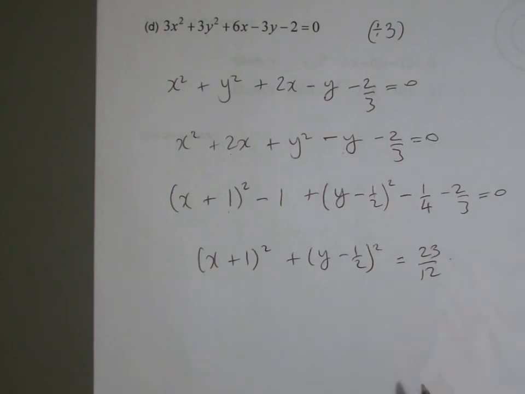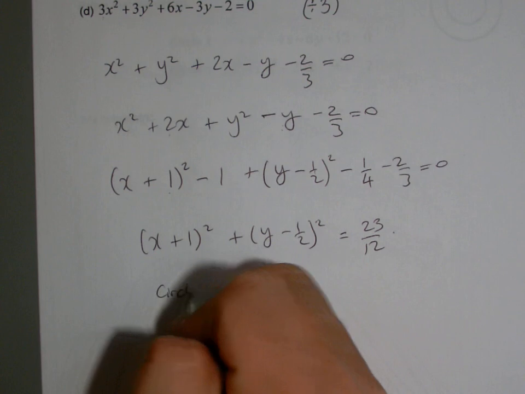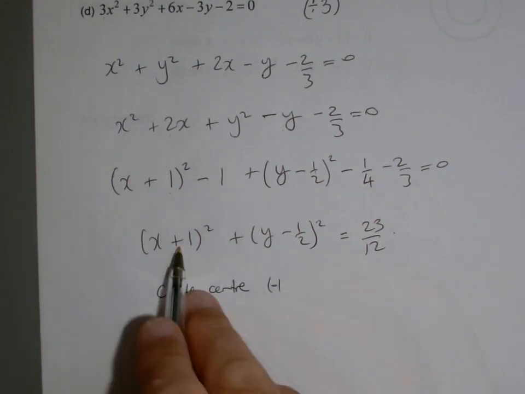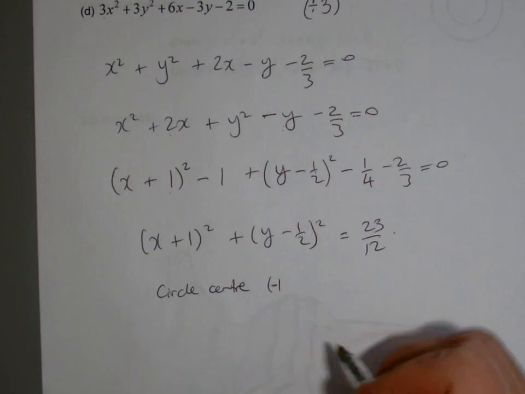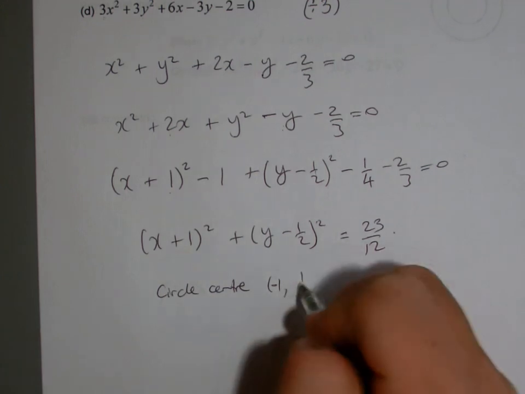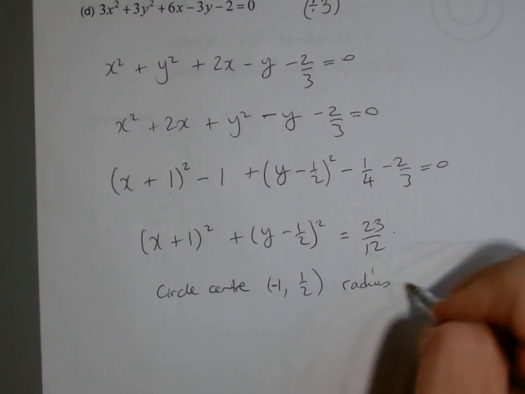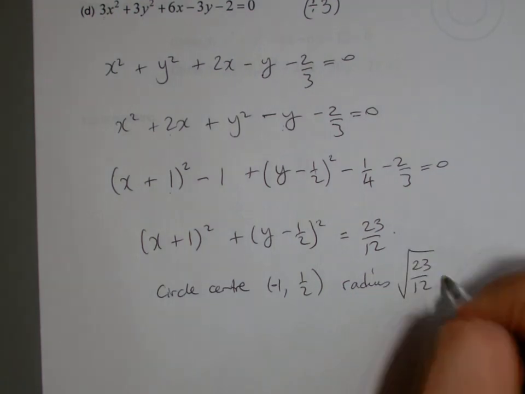Okay, it's not particularly nice, but you get your circle center then to be negative 1, because it's got to be the opposite of that, and half, and the radius then will be the square root of that, and we're done.